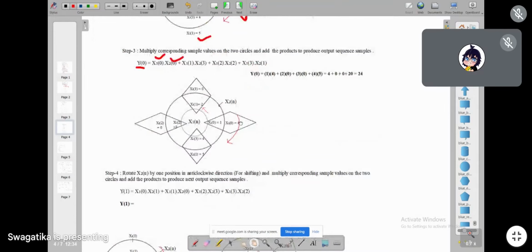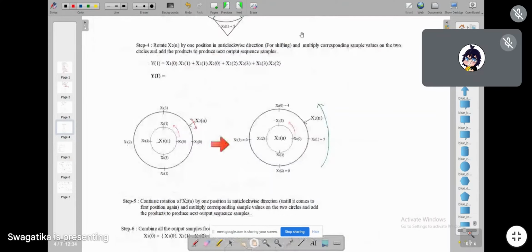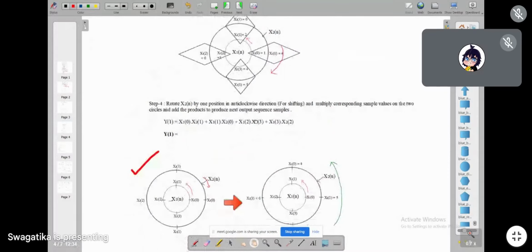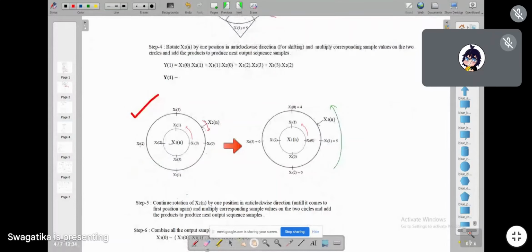Okay. In the x2, now I will shift this x2 value in anti-clockwise manner. So this one is our first one. The previous one only I am redrawing. This same thing I have redrawn here. Now I will shift one position. So you can see x2 of 0 is coming here. Okay.